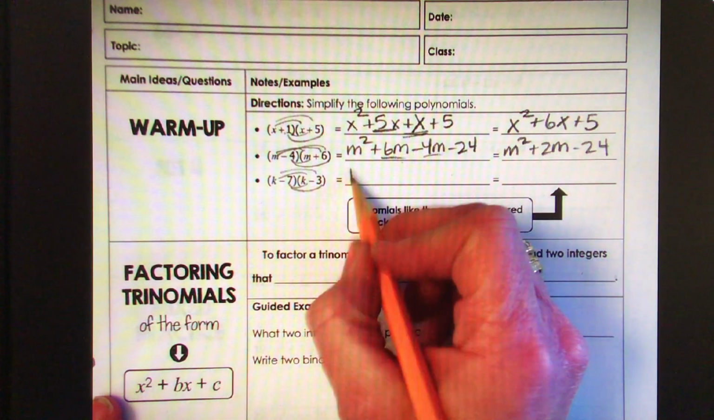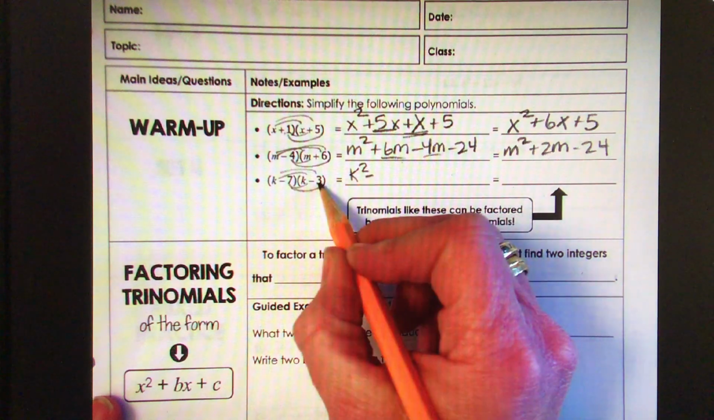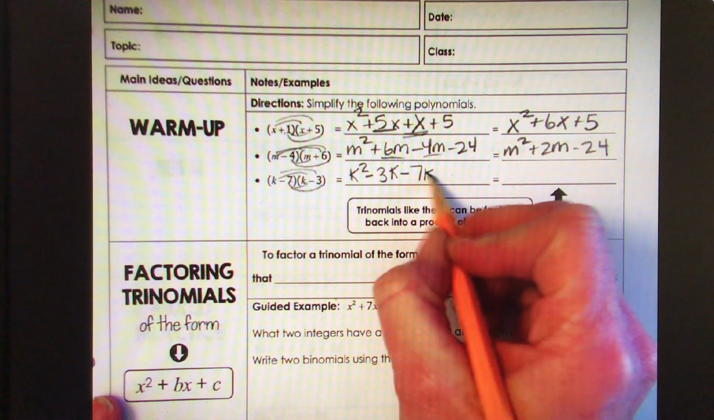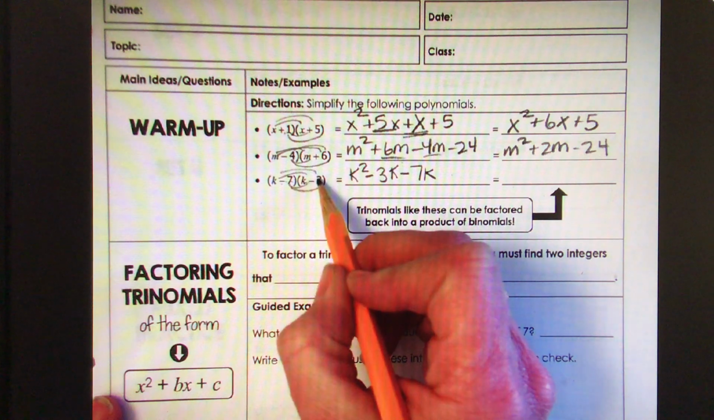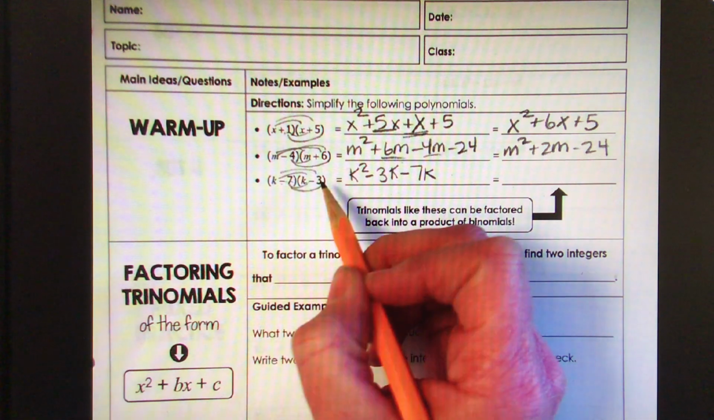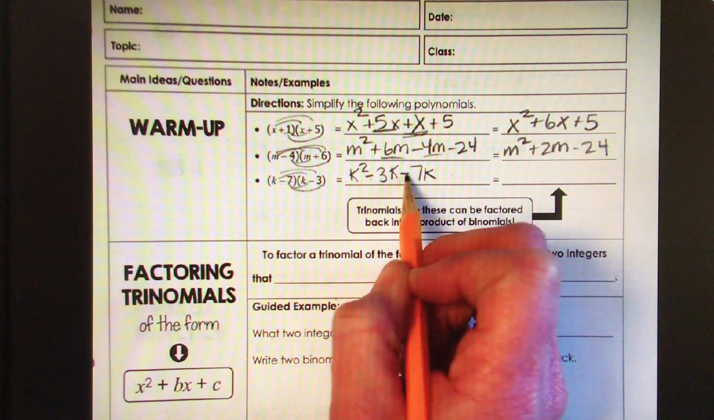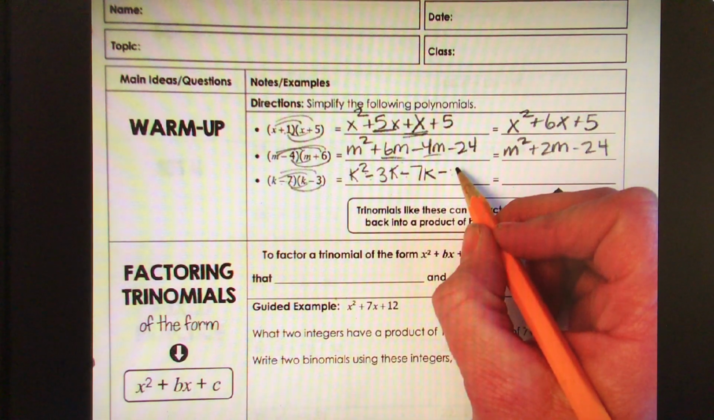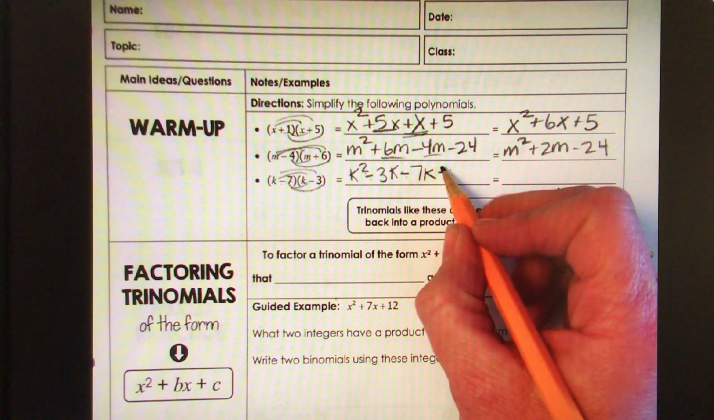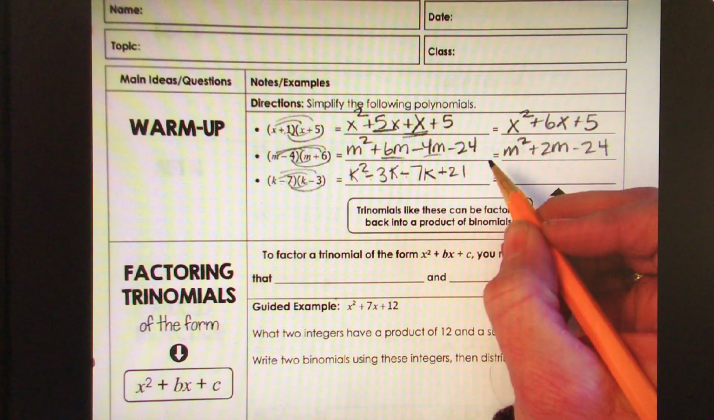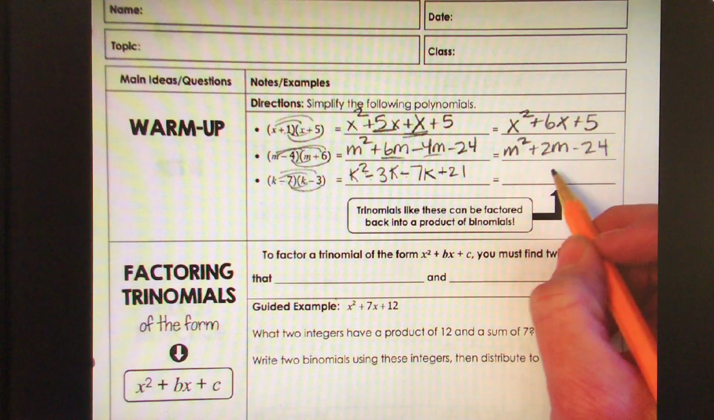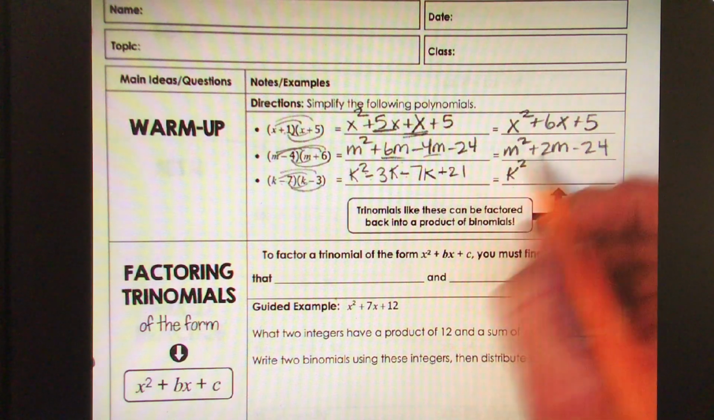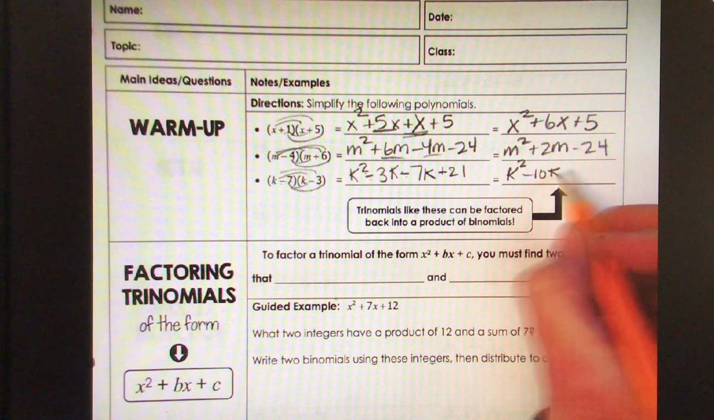Same thing here. I'm going to have k squared minus 3k minus 7k. And hopefully that would make sense that if I'm subtracting a constant from a variable in both of these binomials, I'm going to end up with two negative signs. And then I'm going to end up with 7 times 3 is 21. So I'm going to end up here with minus 10k and then plus 21.